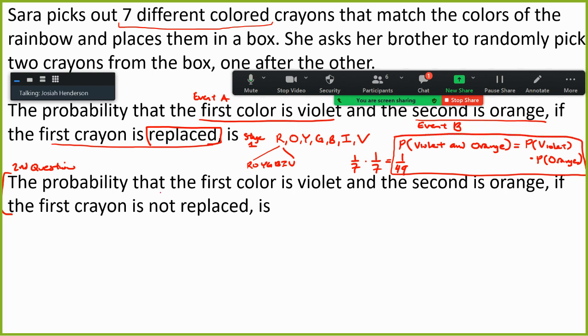Now below that, I've got the same question, but it says first crayon is not replaced. So our second question here: probability that the first color is violet and the second is orange if the first crayon is not replaced. So violet and, there's our key word. That's a hint telling us, okay, I know I'm doing an and problem, so I need to be using my multiplication rules.